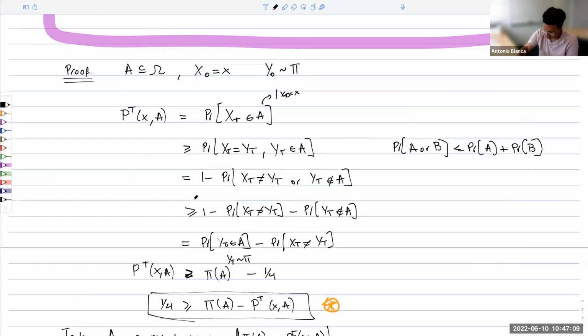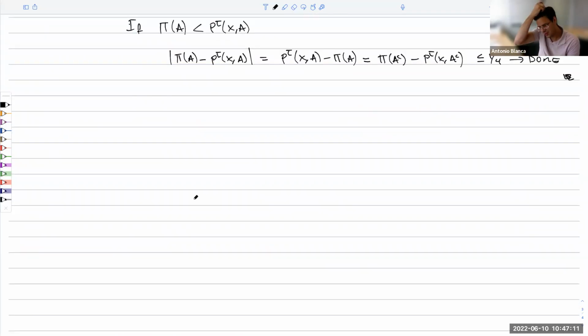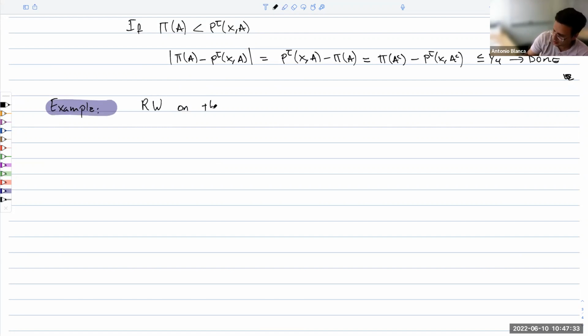Let's look at maybe one example, because I also want to tell you about the second method. Let's see which one of the examples I have here is nicer. Maybe this one is nicer. Let's look at an example for the coupling method. Let's look at the random walk on the hypercube graph, the n-dimensional hypercube.